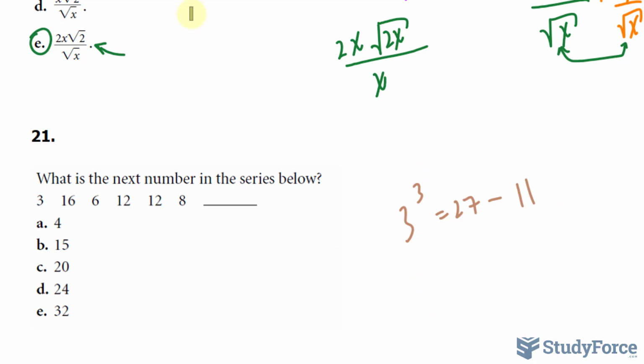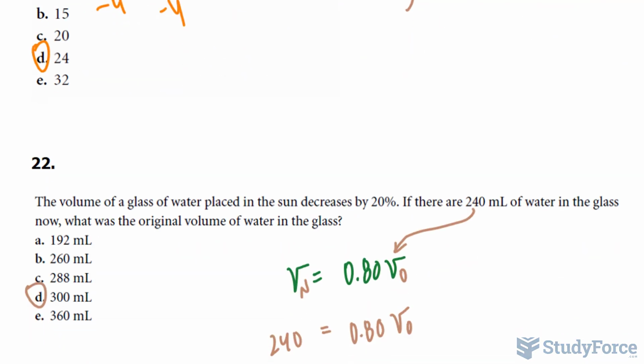All right, notice this 3 and this 6, they're doubled. And this 6 and this 12 are doubled. And from here to here, they're being subtracted, and from here to here, they're being subtracted. I got lucky here. Hence, if this is being doubled, and that's being doubled, then this should be doubled, so it should be 24. I got lucky.